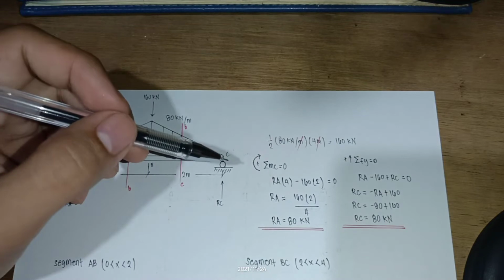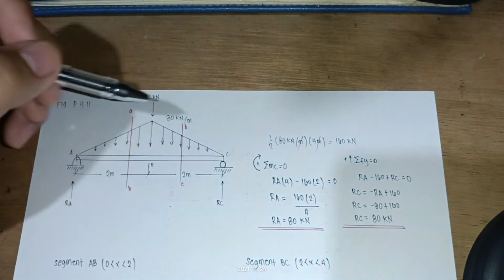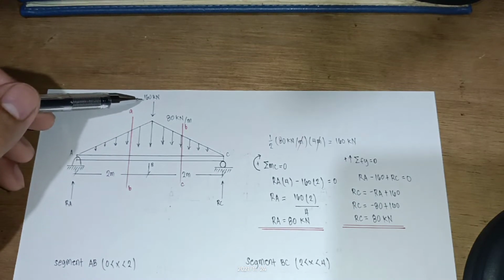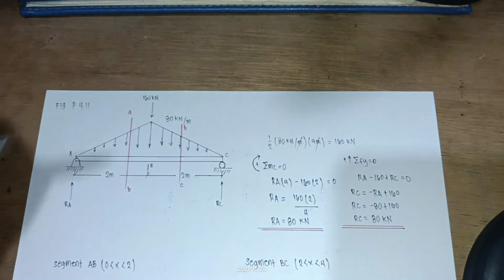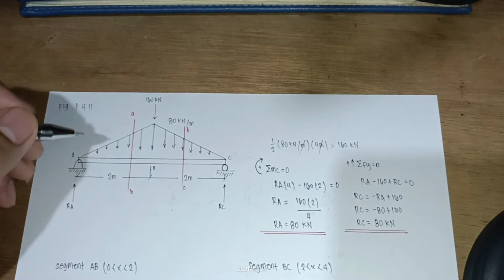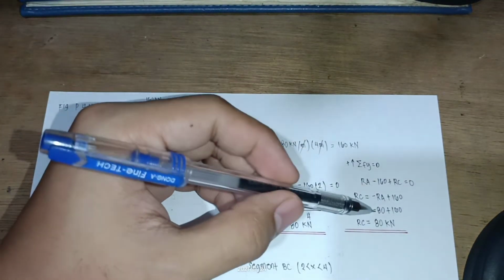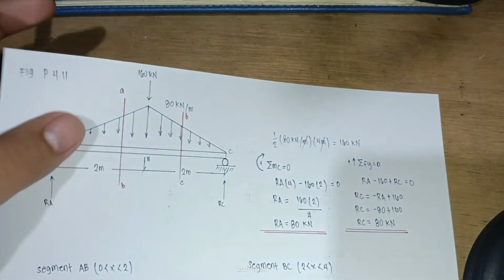The summation of forces in Y is equal to 0. So reaction at A positive, then downward 160 kilonewtons, plus your RC. So RC is equal to negative RA plus 160. Since RA is 80, negative 80 plus 160 is equal to 80 kilonewtons.